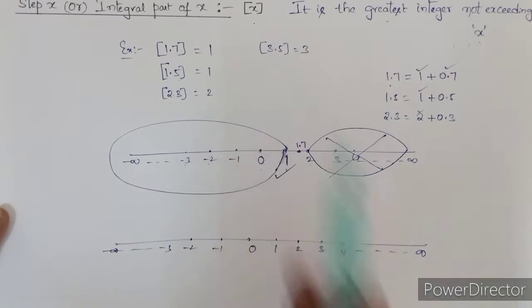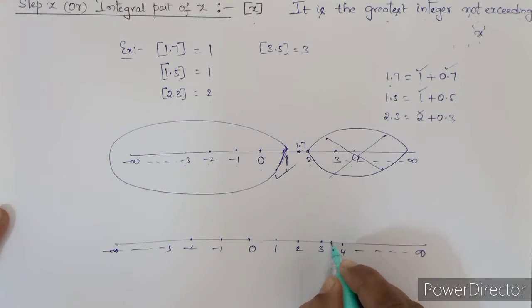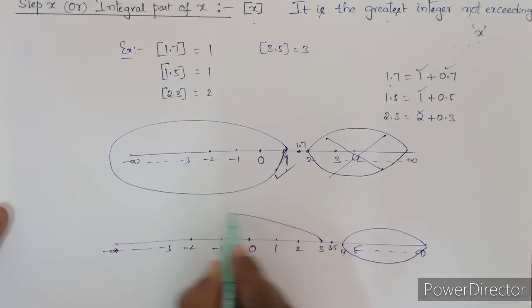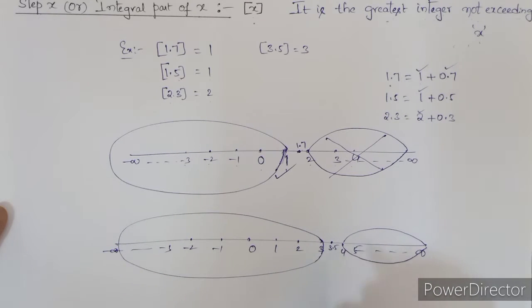Now we'll see step of 3.5. 3.5 here. 4, 5, all these integers are exceeding 3.5. These are all not exceeding 3.5. Out of all these integers, 3 is the greatest. So that is why step of 3.5 is 3. This is the greatest integer among all these integers which are not exceeding 3.5. So among all these integers, 3 is the greatest integer. That is why step of 3.5 is 3.